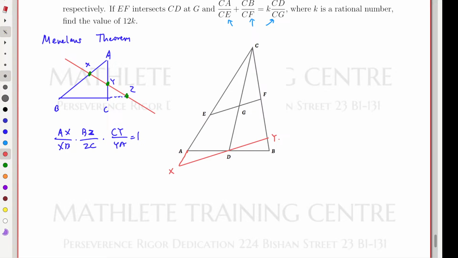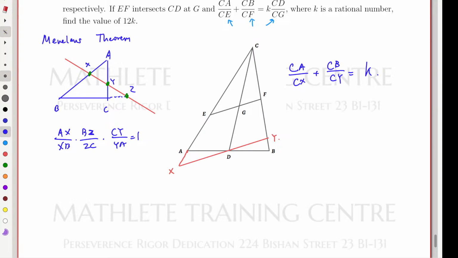Our new condition becomes CA over CX plus CB over CY. CB stays CB, CF becomes CY, and I've moved point G to point D, so it's just k on the right hand side. Okay? So suddenly our problem looks to be a lot easier. But it still probably requires some work: CA over CX plus CB over CY.